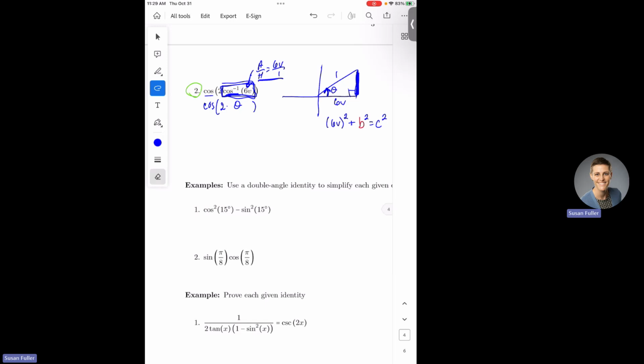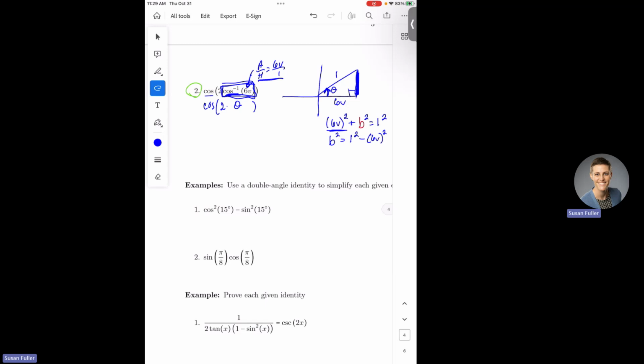Oh, sorry, I didn't plug in my c. C's 1. I didn't plug that one in. Sorry, y'all. There we go. That's better. And b is what I'm going to solve for. So to start getting b by itself, I need to move this over. So b squared is going to be 1 squared minus whatever 6v squared is.